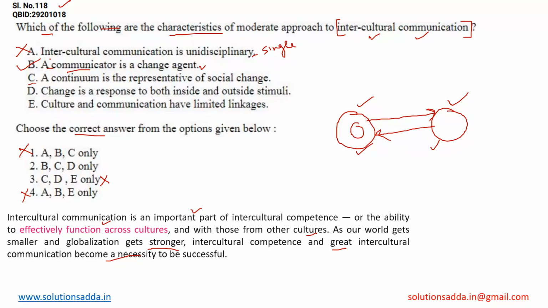Statement C says that a continuum is the representative of social change. Here a new term arrived: what is a continuum? Continuum means something that changes in character gradually. So the third statement is also correct here. Now statement D says that change is a response to both inside and outside stimuli. So statement D is also correct because we already eliminated 1, 3 and 4. So the correct option for this question will be option number 2.